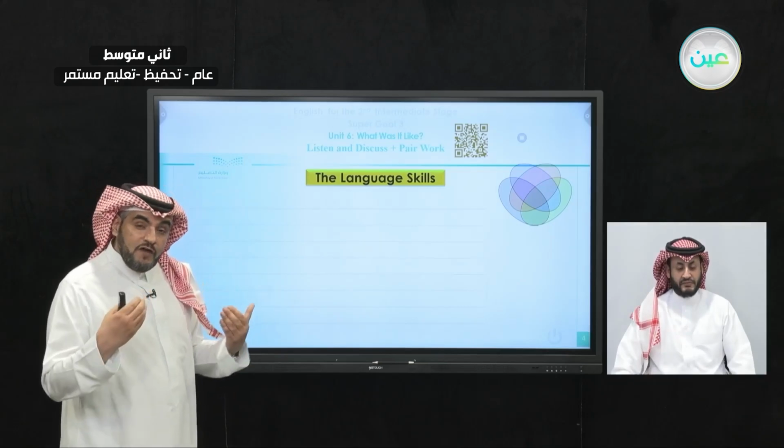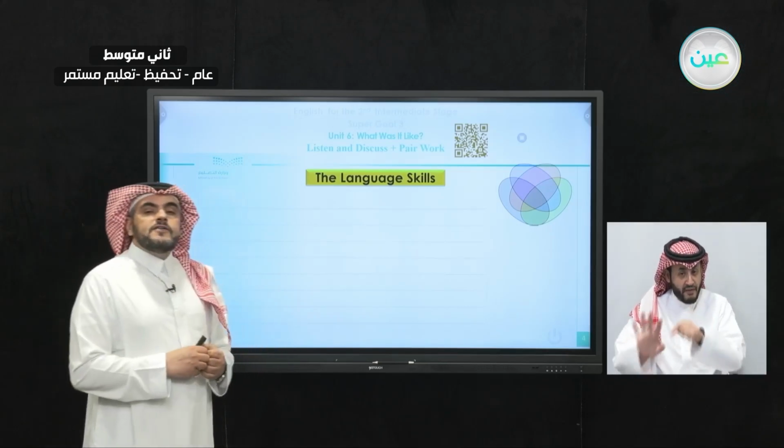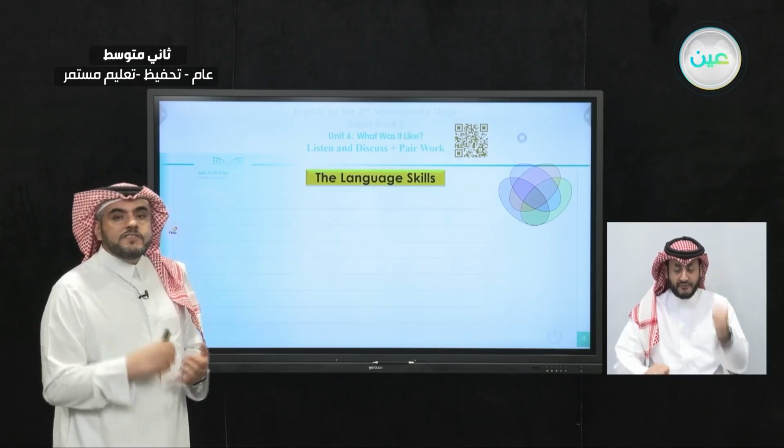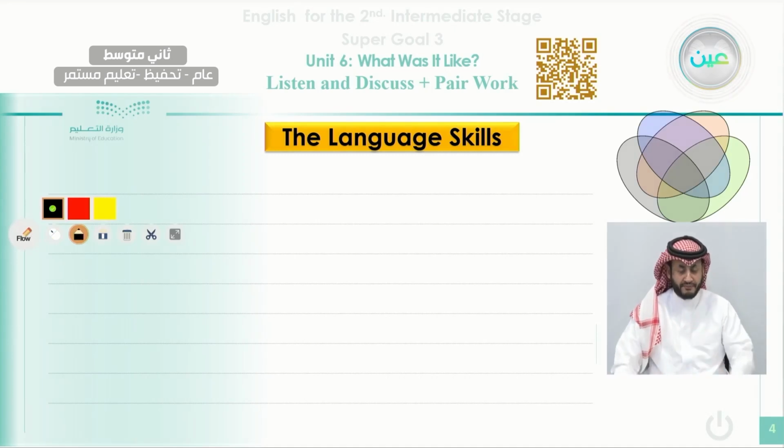Before we start, there is also something very important to know before you study this book. When you study English, when you learn English, that means you learn about 4 skills. What are these 4 skills? Let's write them down so that it will be clear, because you need to make a good plan for your study. The first skill that you will learn is listening.